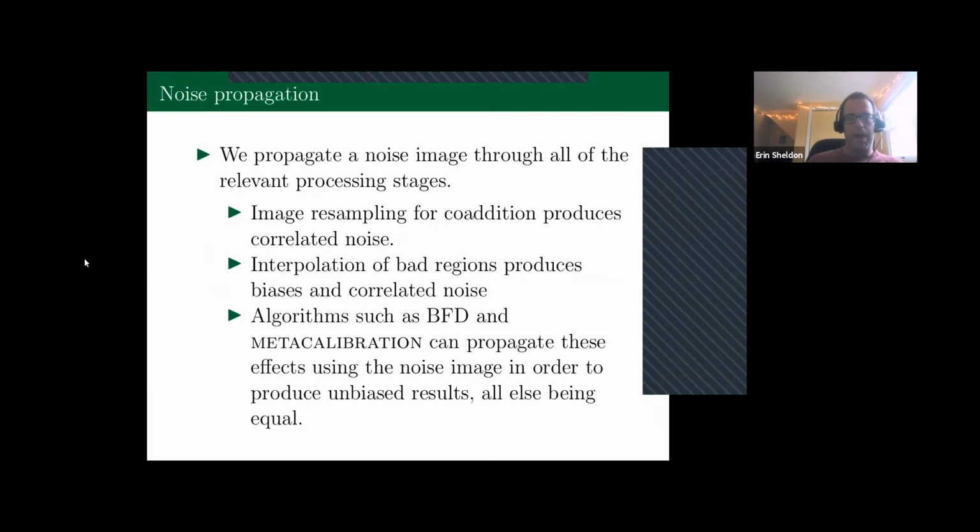We need to propagate noise images through exactly the same way we propagate the images through. Image resampling that we do for co-addition produces correlated noise, and the interpolation of bad regions produces biases as well as correlated noise. But fortunately, algorithms such as BFD and metacalibration can deal with these issues if we propagate a noise image through all of the exact same processes. And we've actually tested this, and we can get an unbiased result at the end, all else being equal.